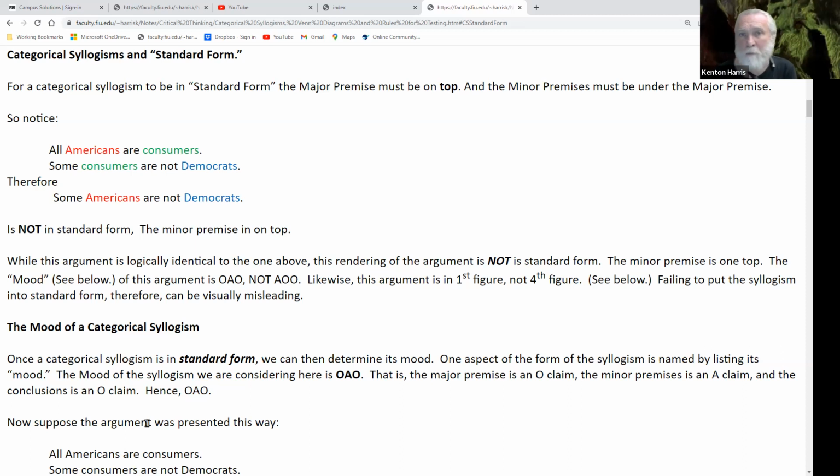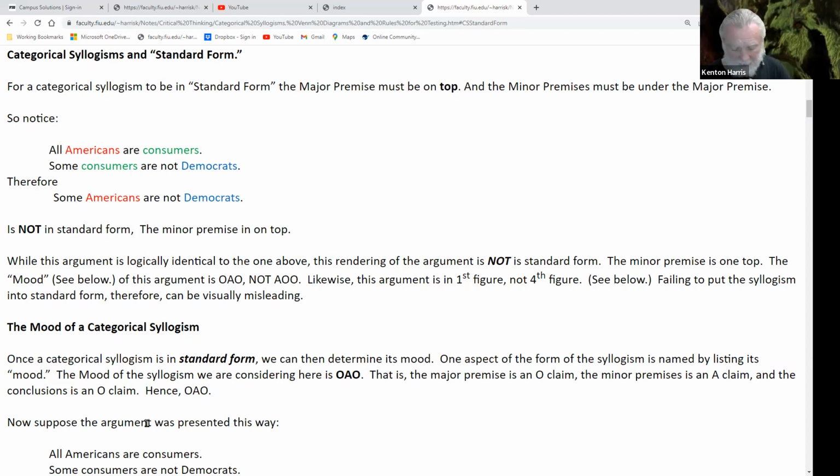So we're going to look at mood in a moment. But if you misconfigure your standard syllogism, you might get the mood wrong, or you might get the figure wrong. So in order to correctly identify the mood and figure of a syllogism, it's important that it be in standard form. Preview of coming attractions: the mood of this particular argument is OAO, not AOO.